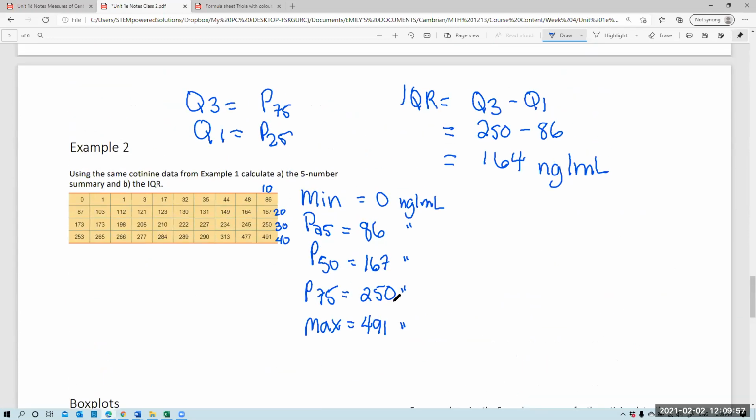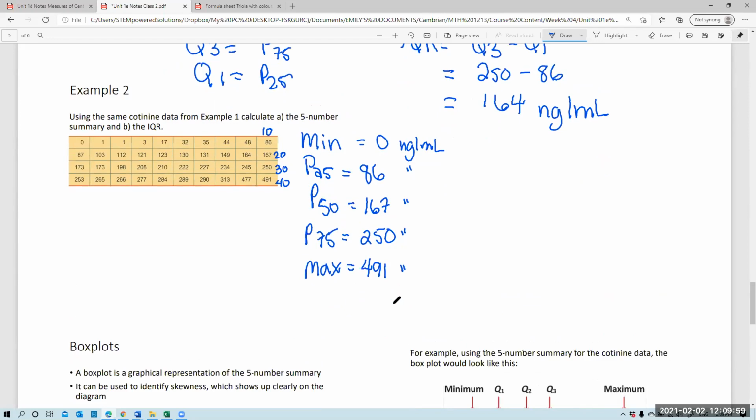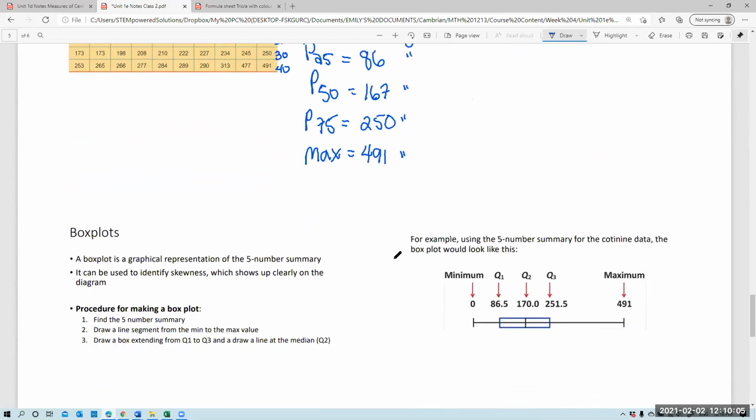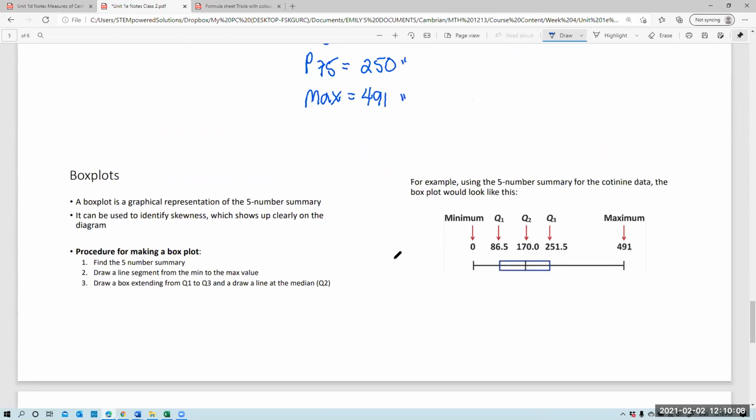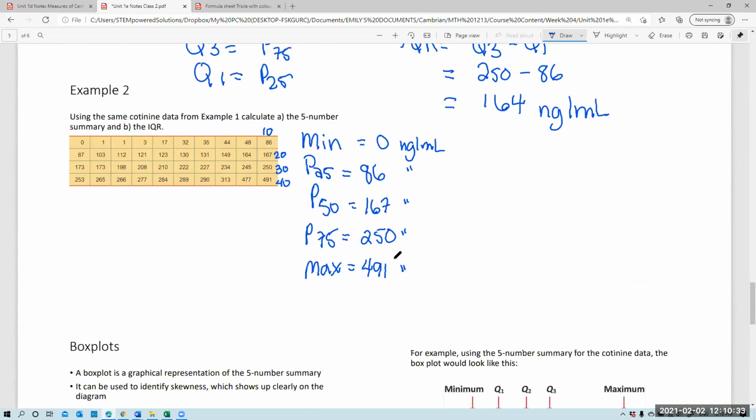There's another way we can do this: we can graphically represent the 5-number summary using box plots. A box plot is a graphical representation of the 5-number summary, and it can be used to identify skewness, which shows up clearly on the diagram. The procedure for making a box plot is first find the 5-number summary, draw a line segment from the minimum value to the maximum value, draw a box extending from Q1 to Q3, and draw a line at the median, also known as Q2. So let's draw a box plot for this data set right here.